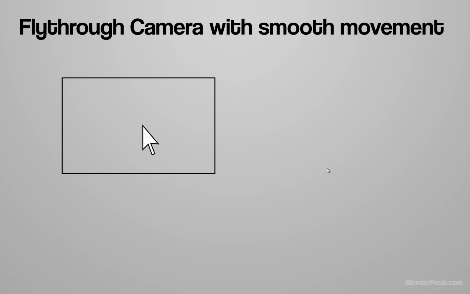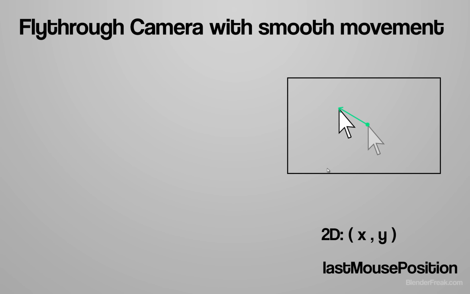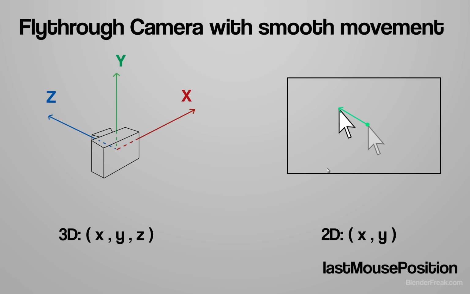Imagine that we have a 2D screen and suddenly we move the mouse cursor, so we need to somehow remember our last position, so we can get the vector of the difference of the mouse move. So this will be a 2D vector X and Y, and here is the question how to translate this 2D vector to the 3D space. So actually we won't move the camera anymore, but we want to rotate according the movement on the 2D screen.